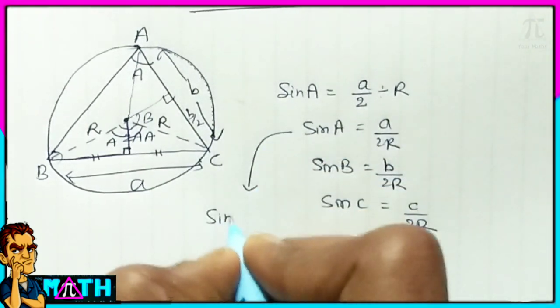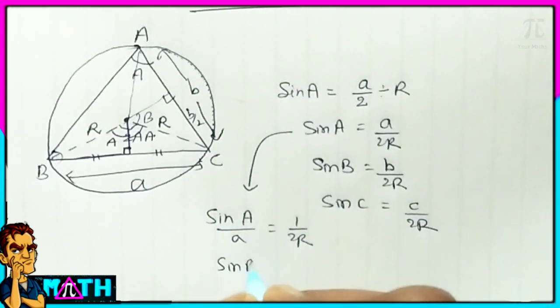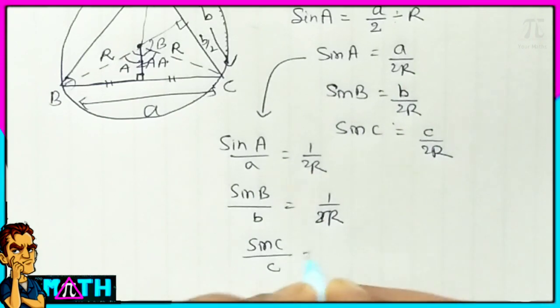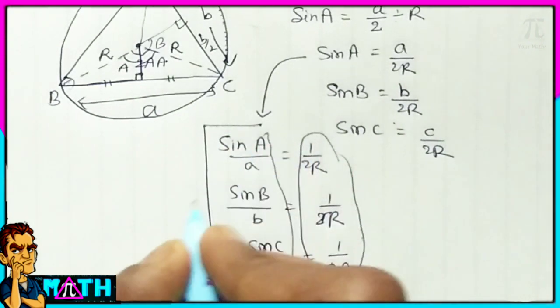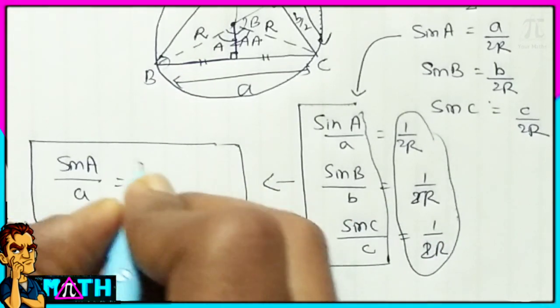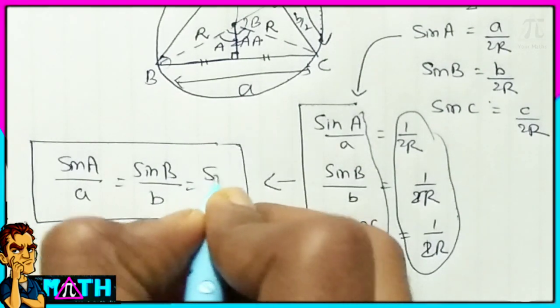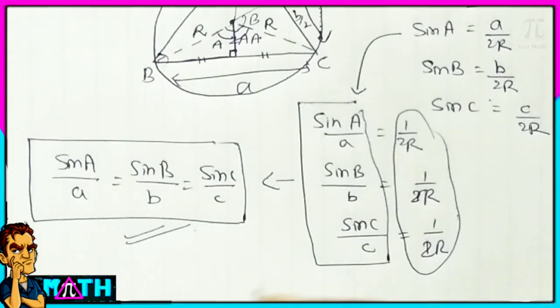And from here, if I write, sine of A over a is equal to 1 over 2R. Similarly, sine of B over b is equal to 1 over 2R, and similarly, sine of C over c is equal to 1 over 2R as well. So all RHS are equal, so LHS are also equal. So sine of A over a is equal to sine of B over b is equal to sine of C over c. This is the sine law, which relates an angle and its opposite side of a triangle.